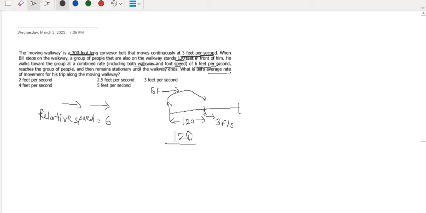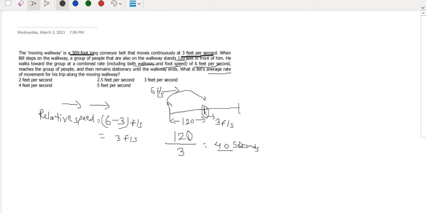This group is moving at the walkway speed, which is 3 feet per second, and Bill's speed is 6 feet per second. So relative speed is going to be 6 minus 3, which is 3 feet per second. If you divide the distance between the group and Bill by the relative speed, 120 divided by 3, it will take Bill 40 seconds to reach the group. So in 40 seconds Bill will be with the group.